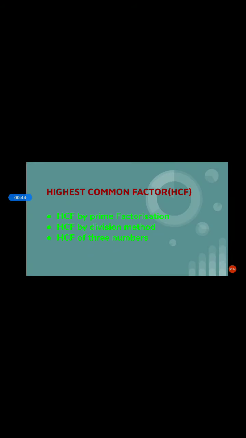Next we will see how to find the highest common factor, HCF, using prime factorization method, using division method, and how to do HCF using three numbers. We have three subtopics here. We will try to find it out.